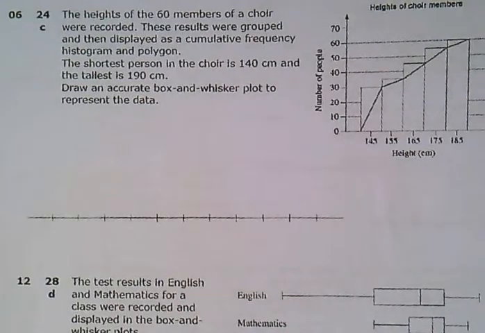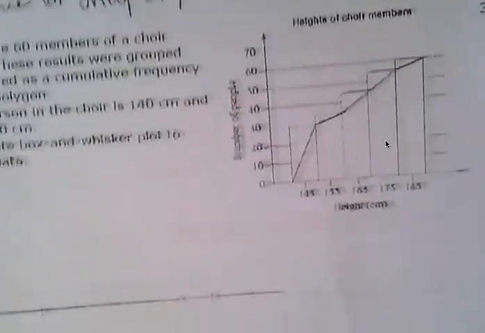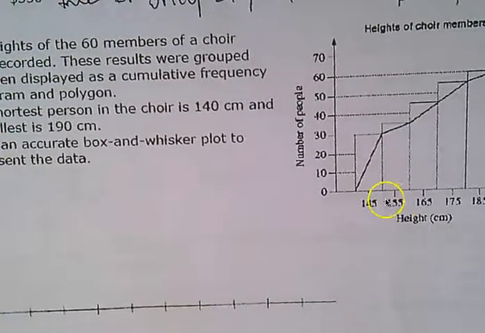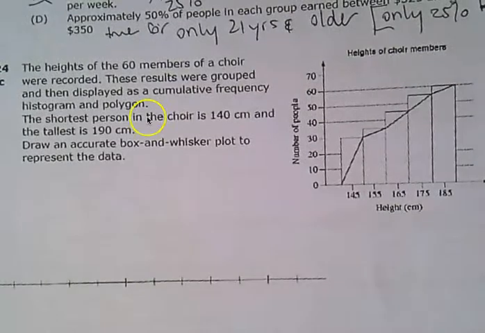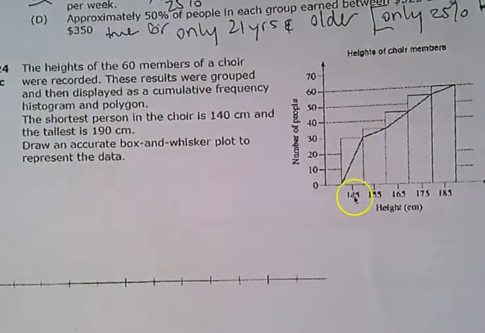Still exercise 406, comparing data sets using box and whisker plots at the moment, all right? So looking at the 2006 HSC question 24, it says the heights of 60 members of the choir were recorded. The results were grouped and displayed in this cumulative frequency histogram and polygon. If you look at the numbers at the bottom of the columns, it's got 145, 155, 165. They are actually class centers. So 145 is the center of the first column.